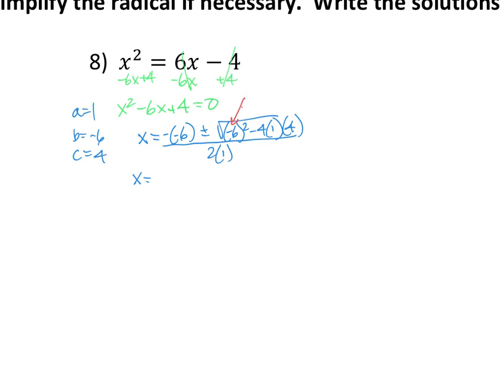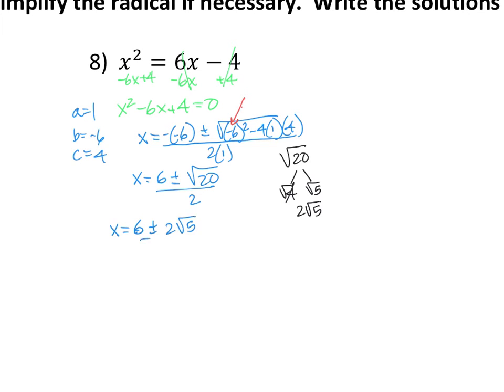So then if you have that -6 for b, we are going to get 6 plus or minus the square root of 20 all over 2. More simplifying we can do? Why, yes, there is. 20 factors into perfect squares, which gives us a 2 radical 5. So what we have is x is equal to 6 plus or minus 2 radical 5 all over 2.